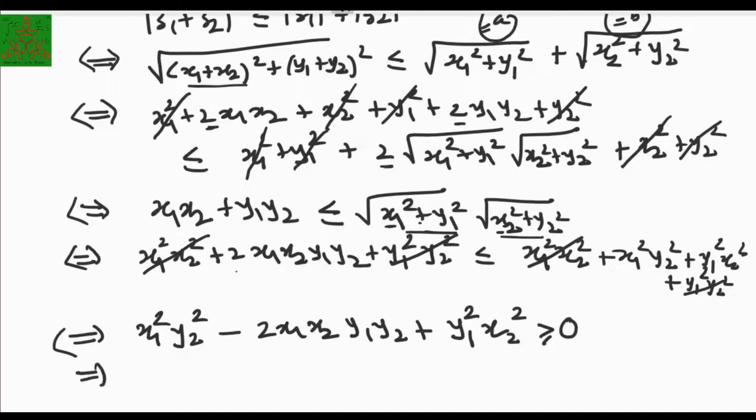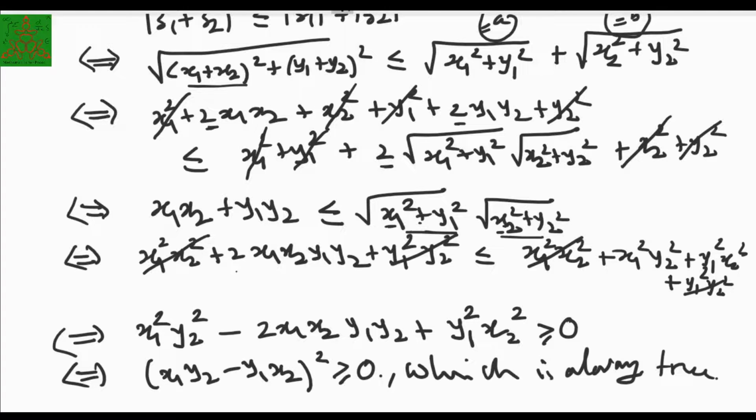And what will this be? This is actually (x1 y2 minus y1 x2) whole square, which is greater than or equal to 0, and which is always true. So if this quantity is always true and the above statements are true, then the triangle inequality is true for any complex number.